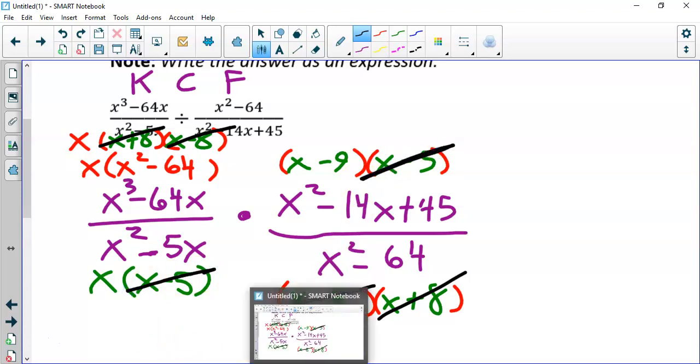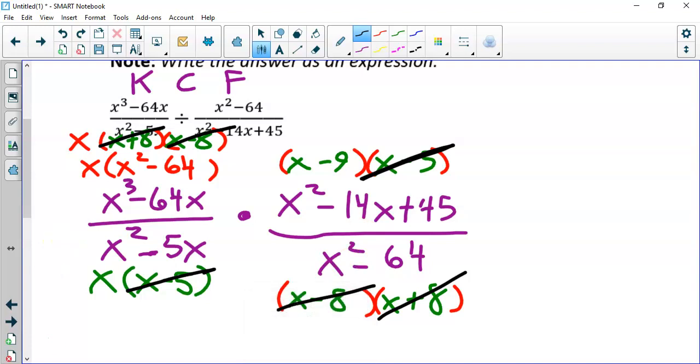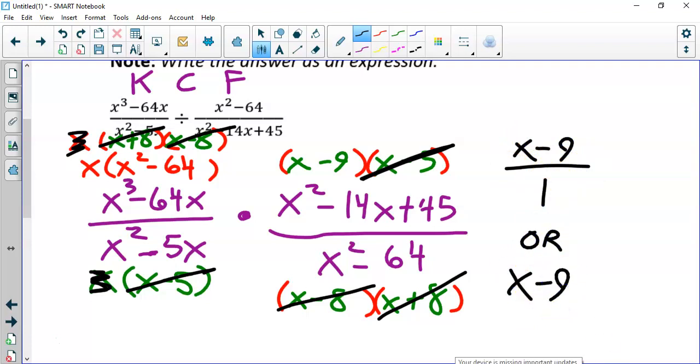Anybody else? There's one other piece that goes away. The x's right here. This x takes out that x. But you may not have seen that right away because you could do it in the next step too. But they really do take each other out right there. So what's left? X minus 9 over 1, or we can just call it x minus 9. They're both the same. Cool beans? Yeah, a little bit of factoring.